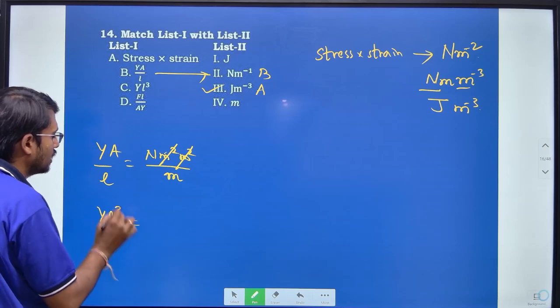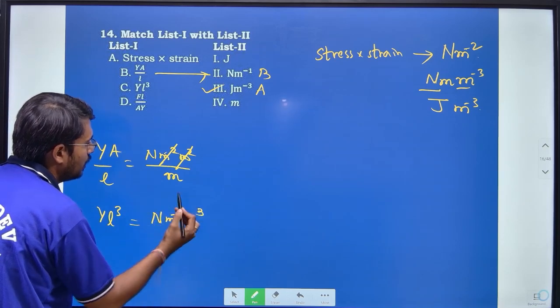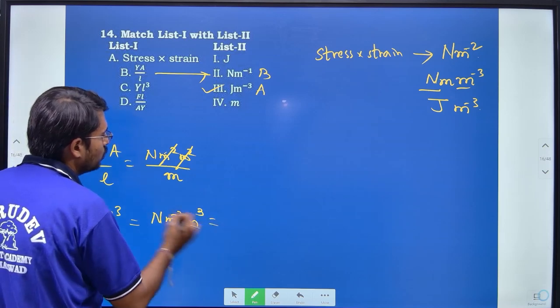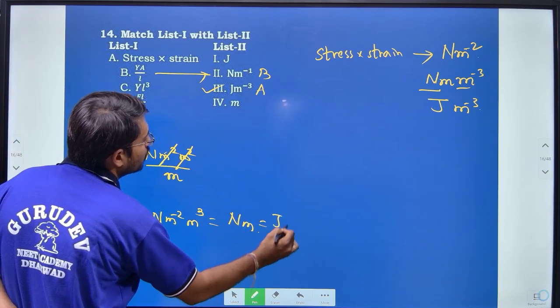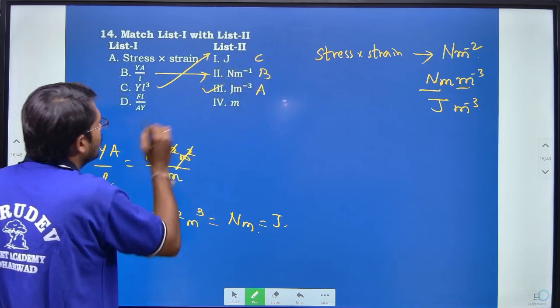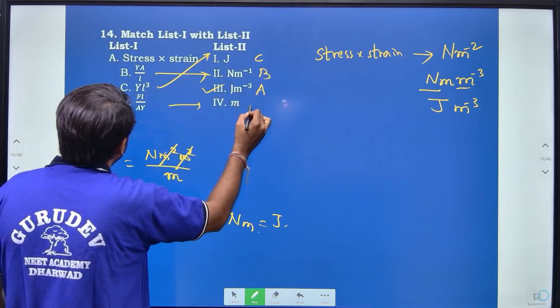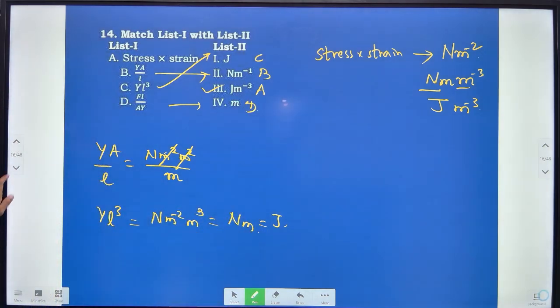So Y is Newton per meter square multiplied by meter cube, so that becomes Newton meter. So that is what Newton meter means. It is a joule. So that is the C, and this automatically goes to D. Is this clear? Okay, fine.